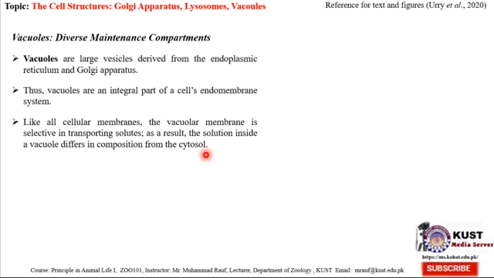Once again, we have come across an example which says that the composition of different membranes surrounding different cell organelles is different from one another. For example, the composition of the plasma membrane or the cell membrane is different. Cell membrane will allow a variety of molecules to enter into the cell, and then there will be further selection amongst these molecules by the membrane surrounding the vacuole. So as a result, the composition of the solutes within a vacuole will be different from that present in the cytosol.